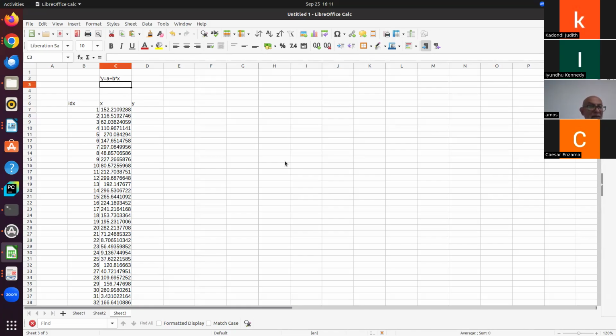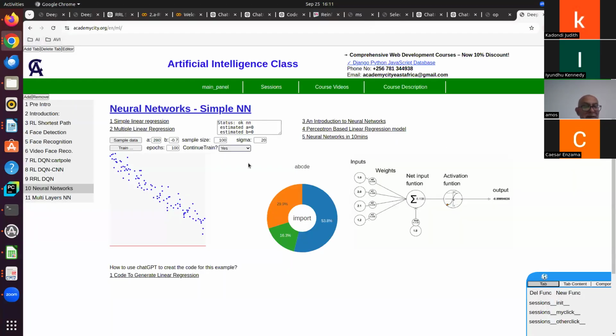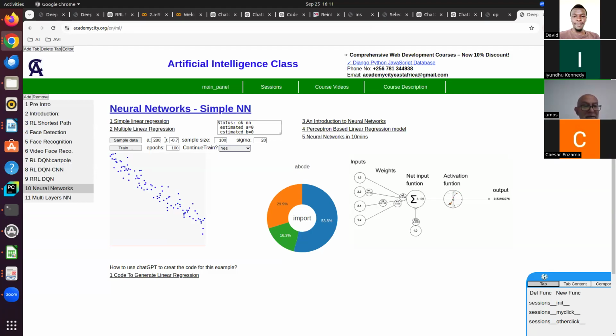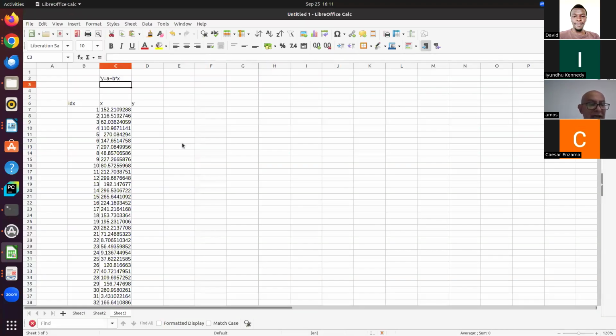Let's make some a. I will take the example we have here and do something similar. I just made an example here of a equal 280 and b equal minus 0.7. So let's make the a to be 280 and the b equal to minus 0.7. By the way, you see every time I click, those numbers are random, so it's always giving me random numbers.